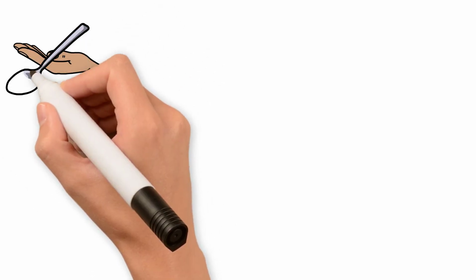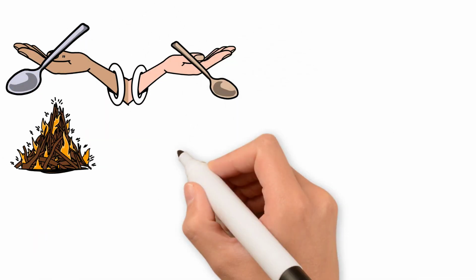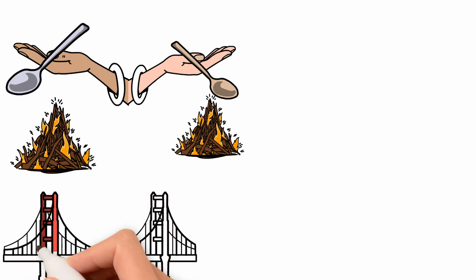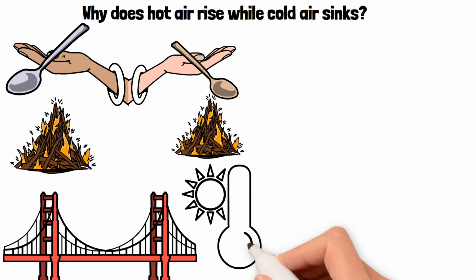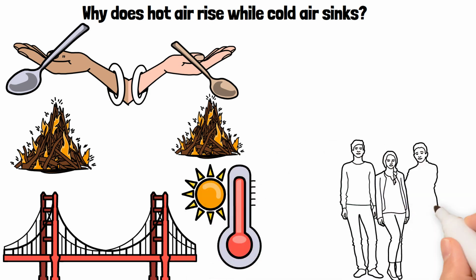Why does a metal spoon burn your hand faster than a wooden one? Why do bridges have tiny gaps in them? Why does hot air rise while cold air sinks? Thermal physics explains all of it, and it's much simpler than students think.